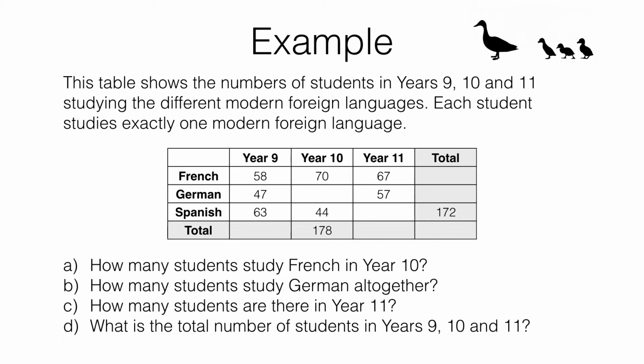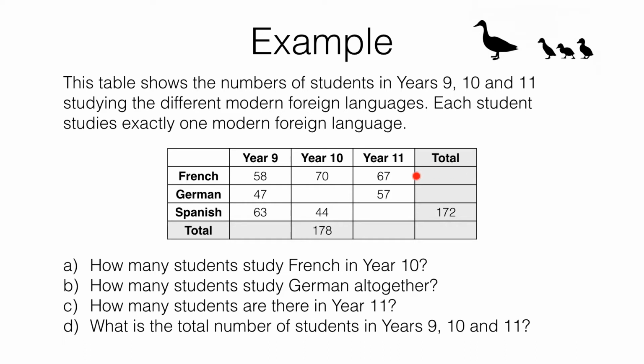If I asked you how many year 10 students there are altogether, you would look down the year 10 column and across the total row, and this tells you that in total there are 178 year 10 students. If I asked you how many students study French in total, you might be tempted to go to the French row and look across to the total, but you would find it is blank. But that's okay, because we can work this out. In fact, you've got enough information in this table to fill in all of the blanks.